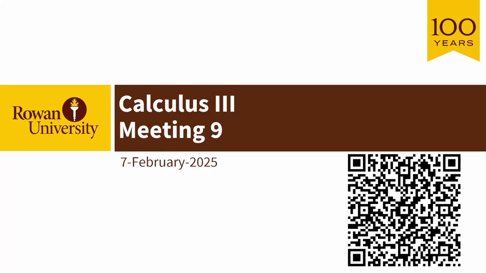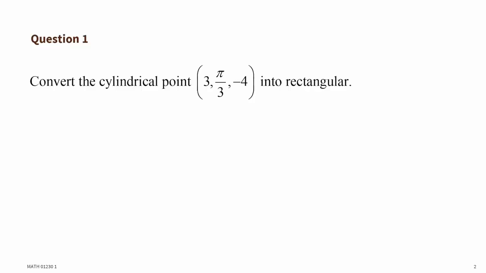Good morning. We're going to finish up today. We looked at the conversions already for cylindrical and spherical. You can find them. Now we're going to work with them. Given a cylindrical point, write it as a rectangular point.